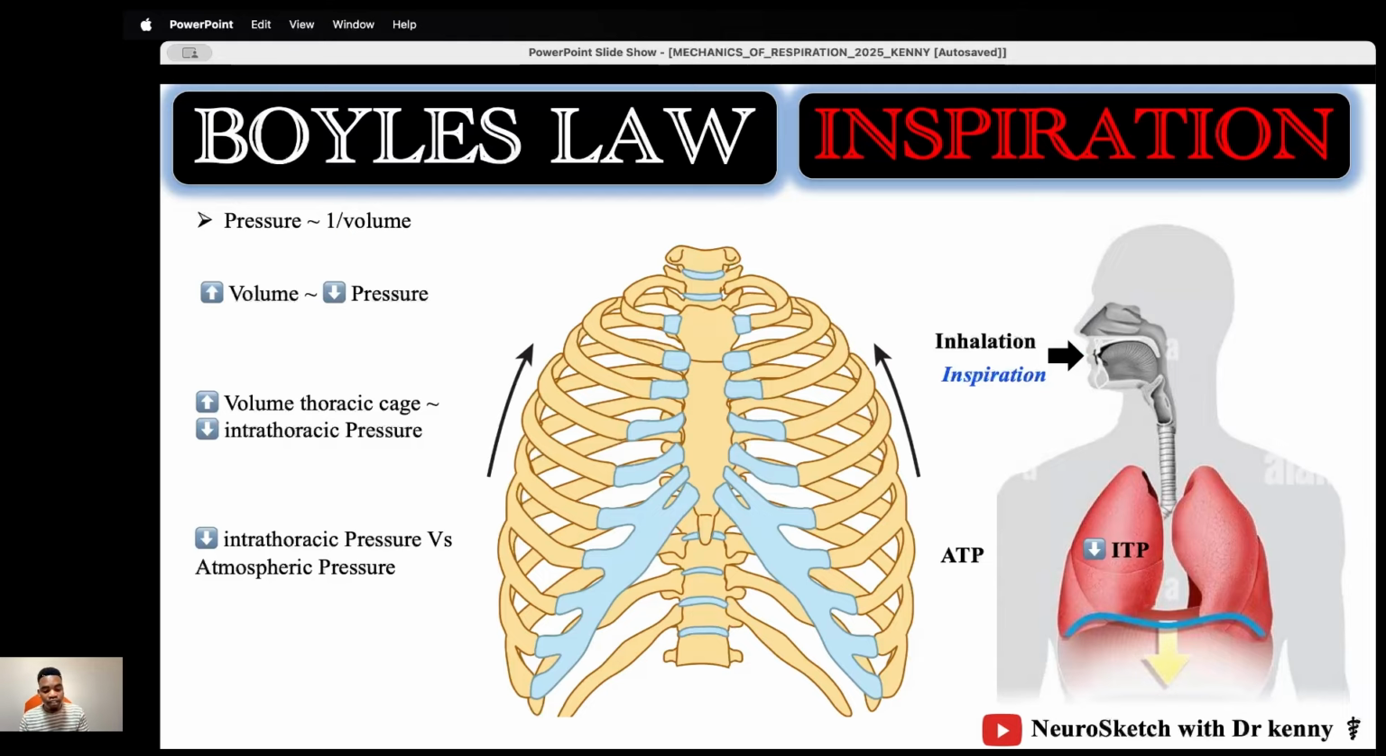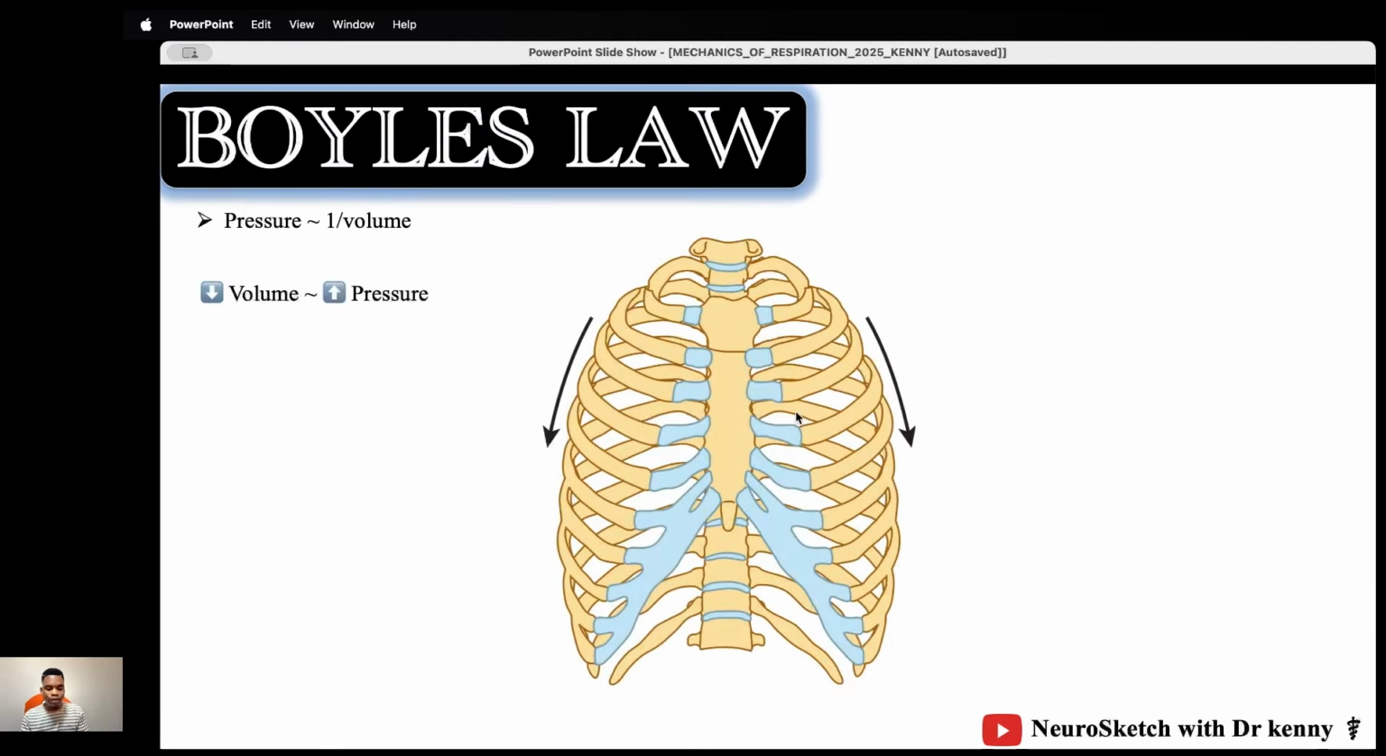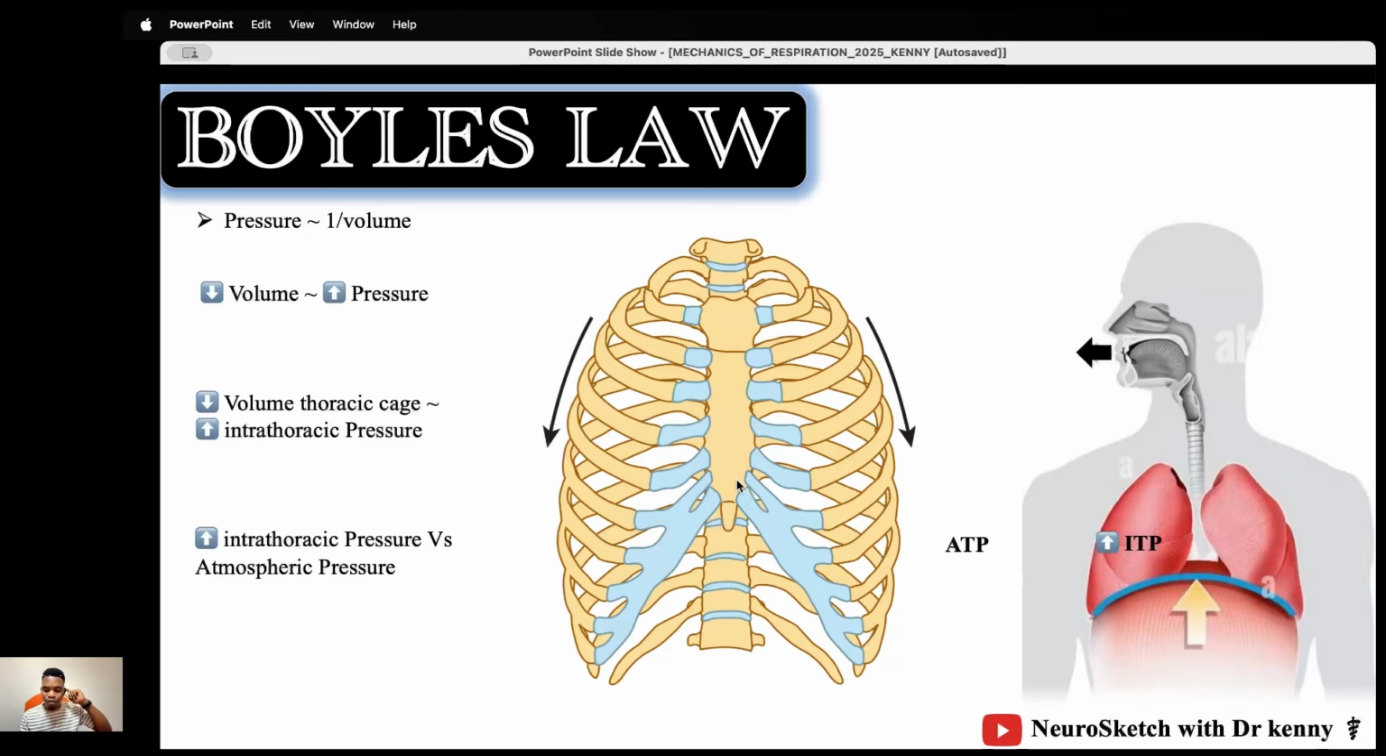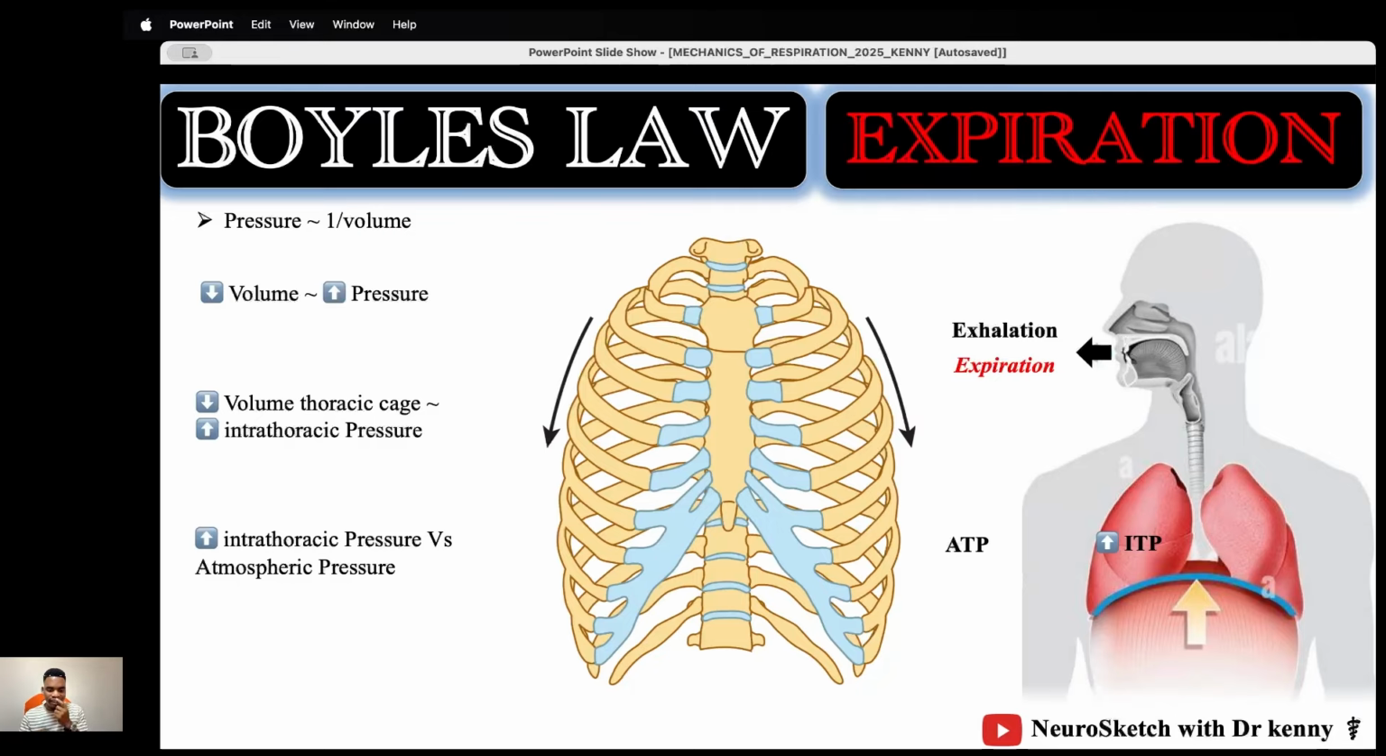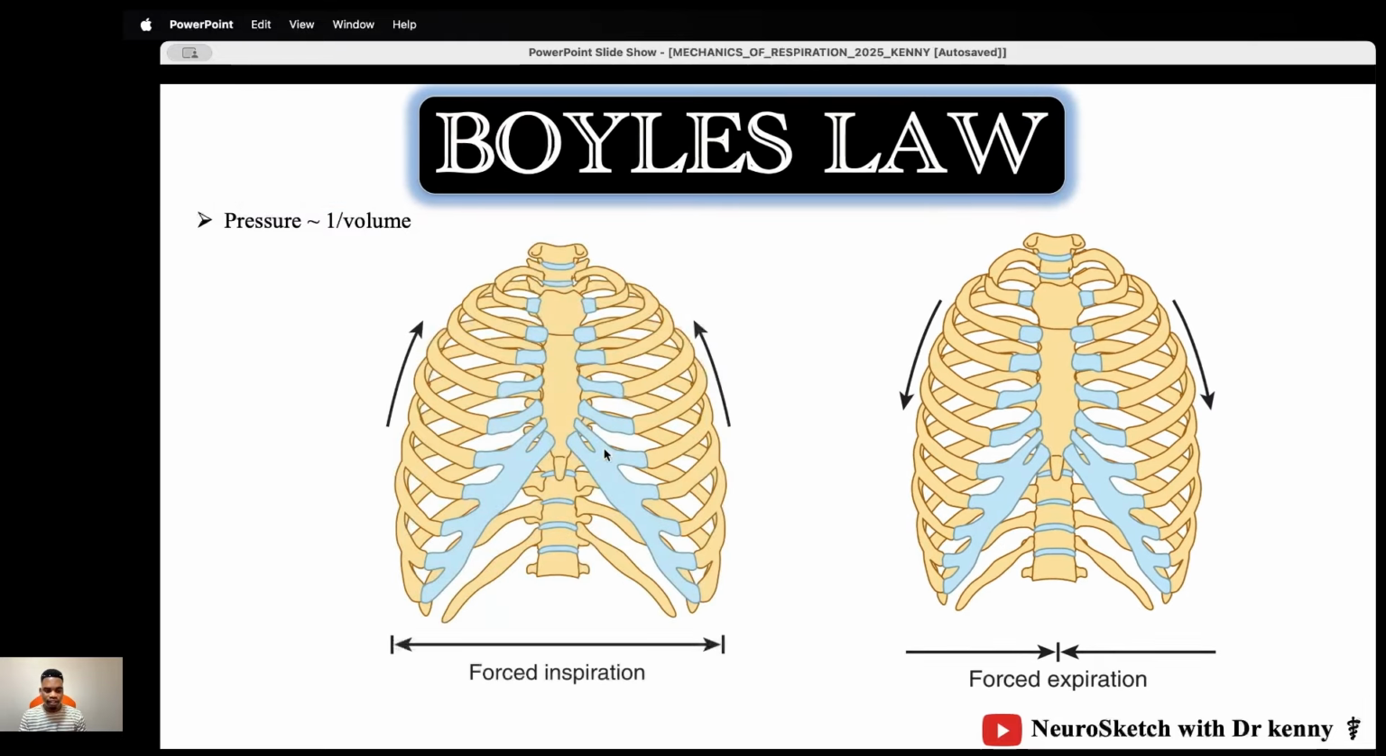And then quite the opposite happens in expiration. When the volume of the thoracic cavity goes down, intrathoracic pressure builds up, and the result is that the intrathoracic pressure becomes higher than atmospheric pressure, creating a pressure gradient in such a way that air will move from inside to outside, and that process is known as expiration or exhalation. That's according to Boyle's law. In summary, whenever you have an increase in the thoracic volume, you have inspiration, and whenever you have a decrease in the thoracic volume, you have expiration.